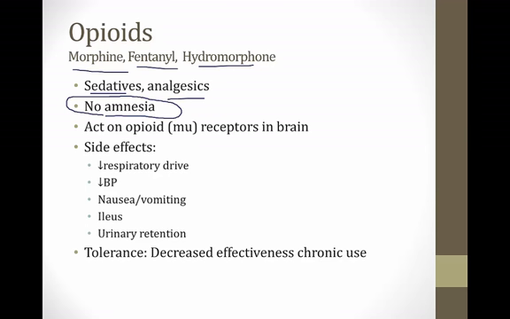You want to give another drug along with this if you're going to be putting them through a dangerous procedure. They act on a receptor called the mu receptor in the brain, and they carry side effects like decreased respiratory drive, decreased blood pressure, nausea and vomiting. They will paralyze the gut. People who get opioids often have difficulty moving their bowels after surgery, and they cause urinary retention. And people who take these chronically as pills, this really doesn't apply to anesthesia, but if they take them chronically, they start to lose their effect over time, and this is called tolerance.